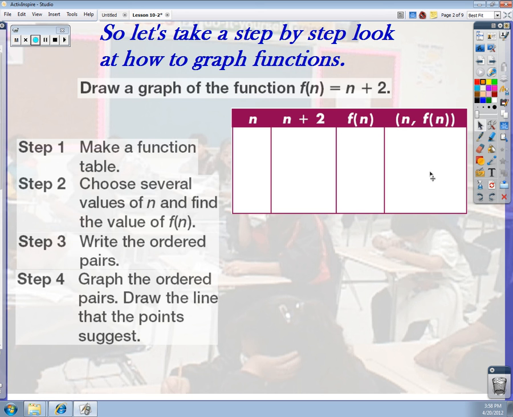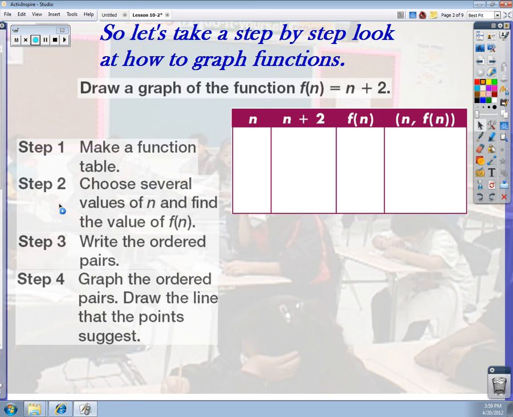The last column is new since we'll be graphing. This eventually becomes your ordered pairs. You take the domain and you take the range. This will become your x-axis and this will become your y-axis when you graph. So step number one completed, we move on to step two.